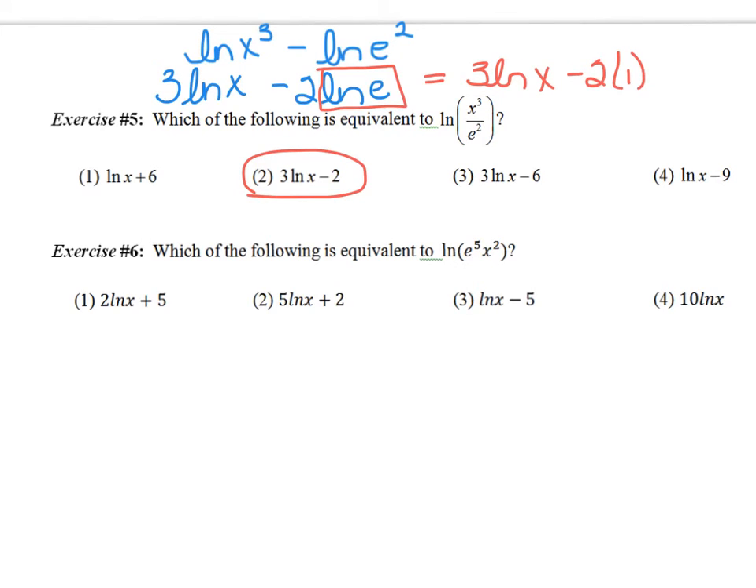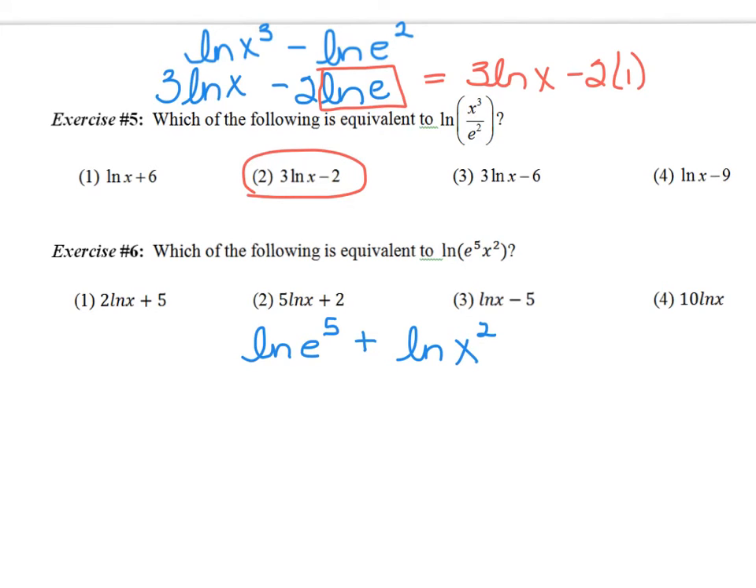Let's try exercise number 6. This time we've got the natural log of a product. So let's remember what happens when we have a log of a product. We're going to be able to expand that to the natural log of e to the fifth plus the natural log of x squared. So make sure you understand where these answers are coming from because of our rules of logs.